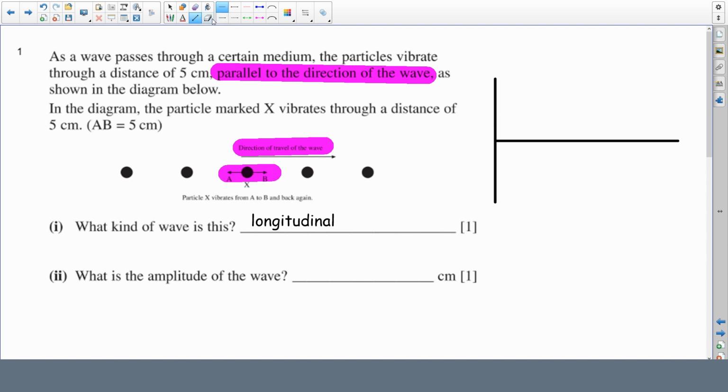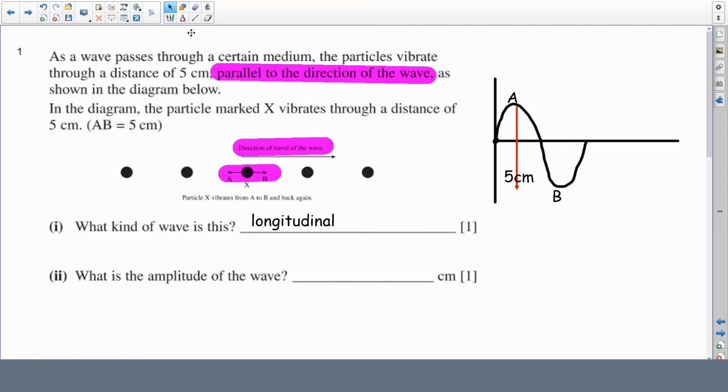If we were to imagine how we would draw that as a graph, I would start at X down here, and we go to A, and then we'd have to go back through X, down to B, and then back up again. This point up here would be point A, and this point down here would be point B. We know that going from A down to B is a distance of 5 centimeters. So the height of my wave graph is 5 centimeters.